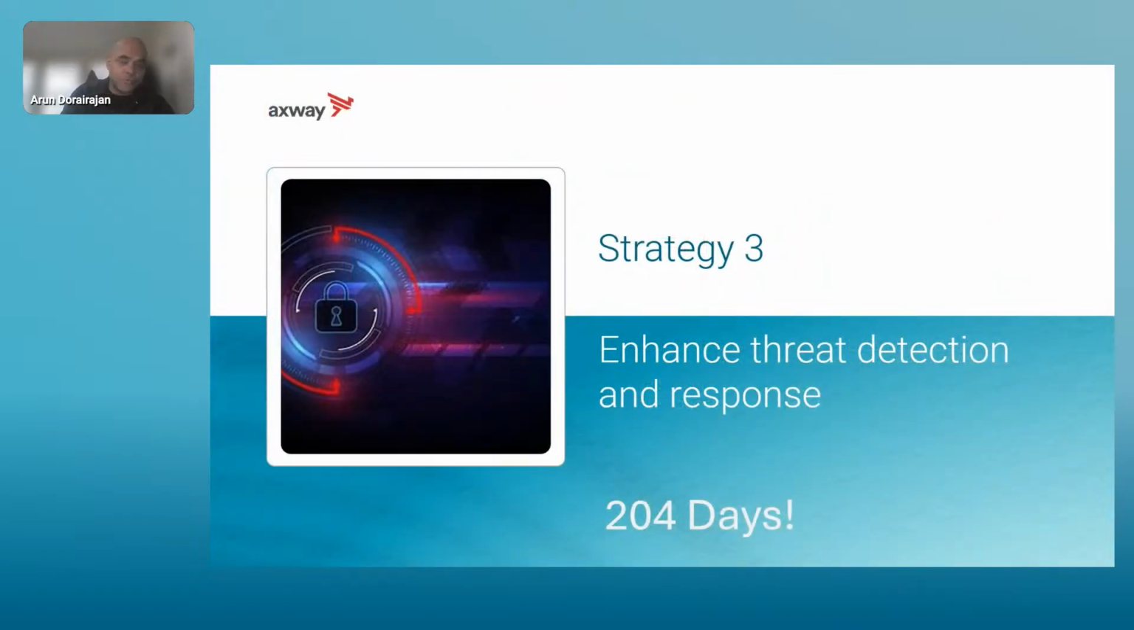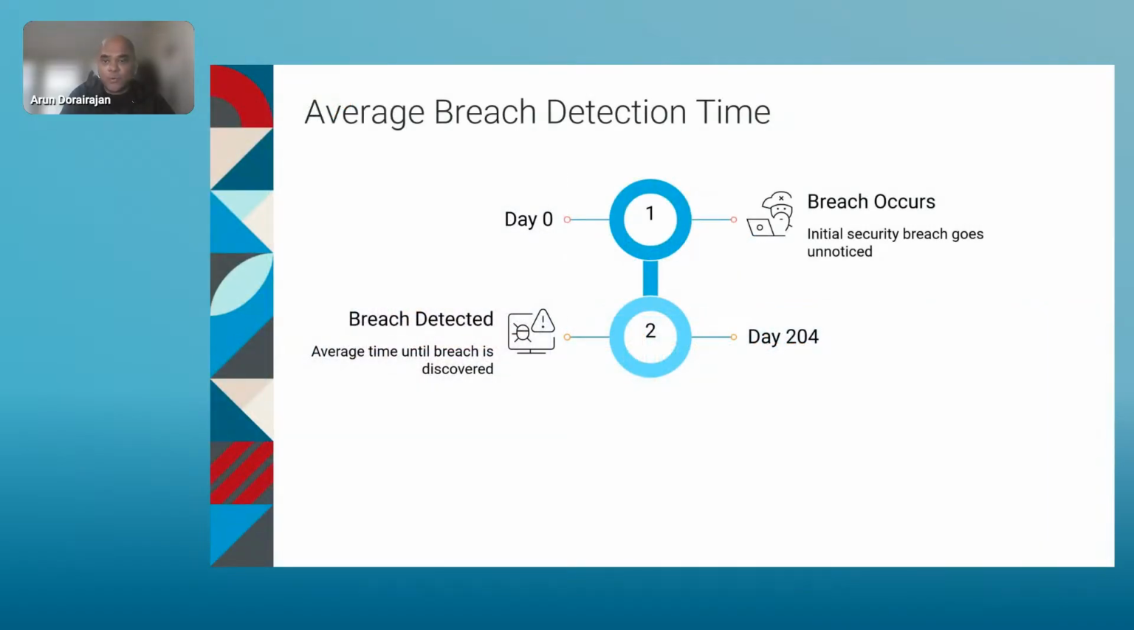Now, let's talk about strategy 3. This is about enhancing your threat detection and response. Can anyone guess what the 204 days is? That is the number of days the average breach goes undetected. And if you remember from my earlier slide, it takes 277 days in total to discover and contain. Now, that's a very painful statistic.